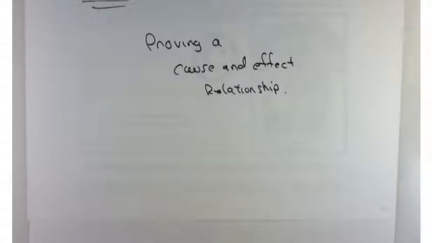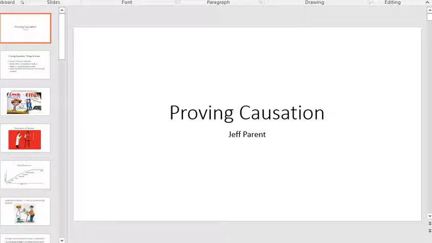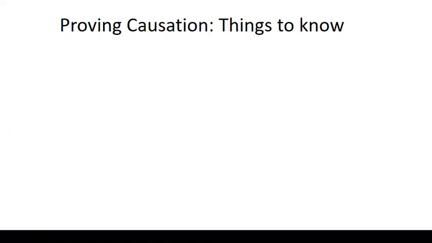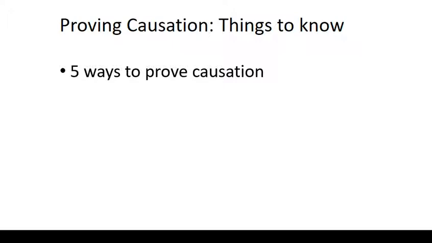So our next topic is not really a topic that's in the book explicitly, at least as far as one of the sections in the book, so we'll cover it here. We're going to talk about proving causation. A few things that you should get out of this lecture would be some of the different ways involved in proving a cause and effect relationship. There's 5 of them that we'll discuss here.